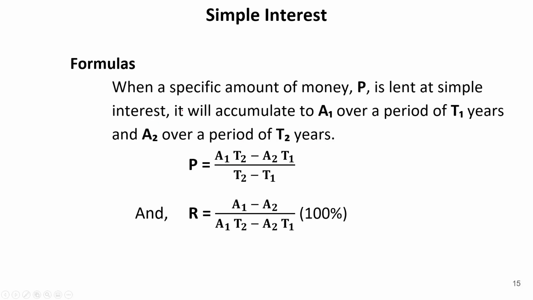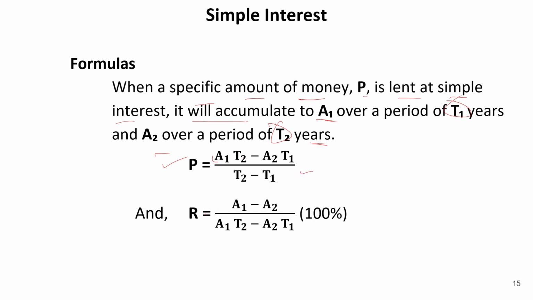Let's see the next formula. When a specific amount of money p is lent at simple interest, it will accumulate to a1 over a period of t1 years and a2 over a period of t2 years. Then the principal amount can be calculated via (a1 t2 minus a2 t1) whole by (t2 minus t1). So we can use this formula.